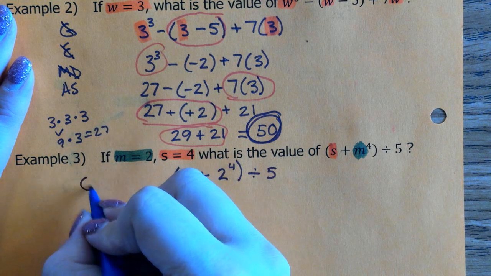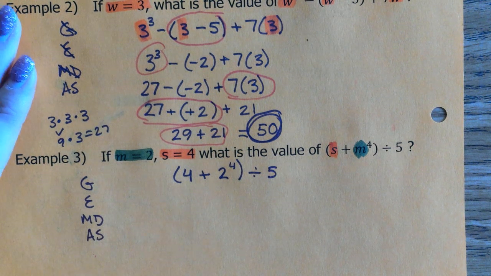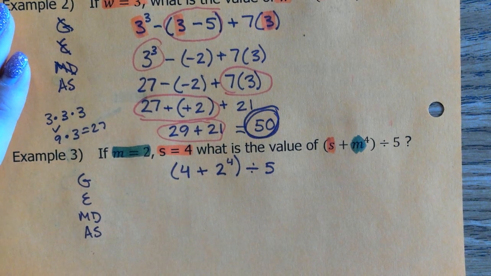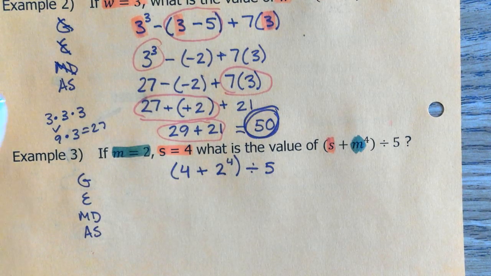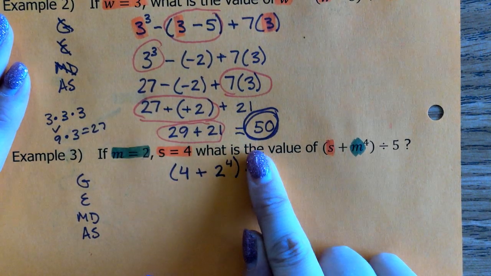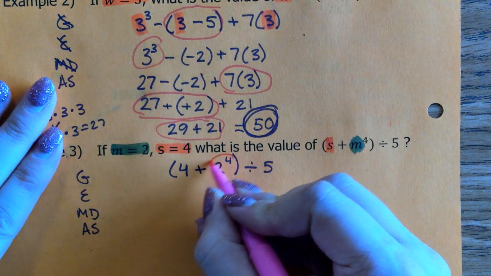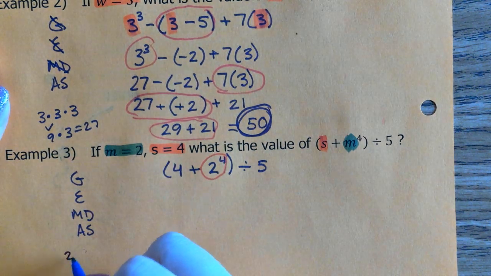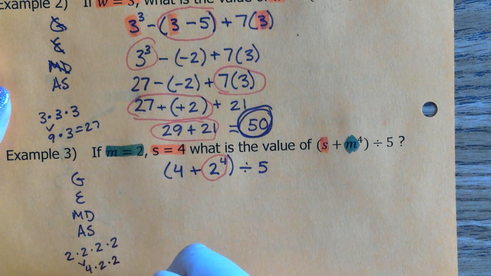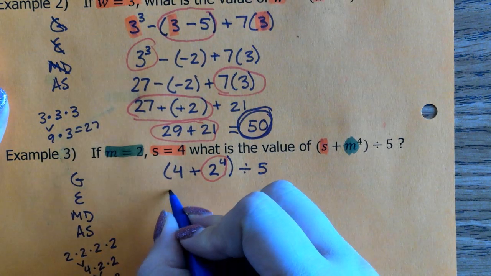There it is. Put my GEMDOS over here to help me. Alright, I do have a group. So this whole quantity here, 4 plus 2 to the 4th, is a group. Since there's more than one thing to do in those parentheses, I have to again follow the order of operations. So if I only look at 4 plus 2 to the 4th, there's an exponent in there. So that's what I'm going to do first. 2 to the 4th power means 2 times 2 times 2 times 2. 2 times 2 is 4. 4 times 2 is 8. And times 2 again is 16.